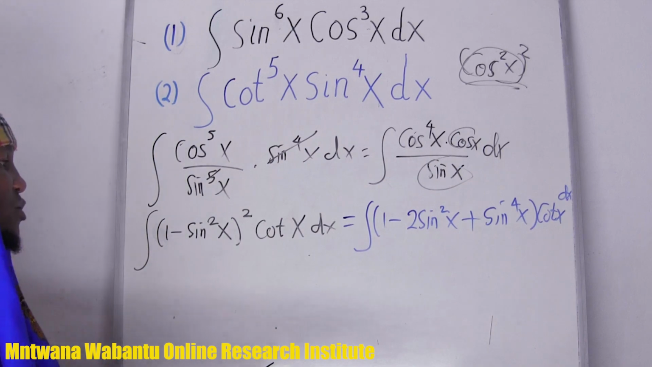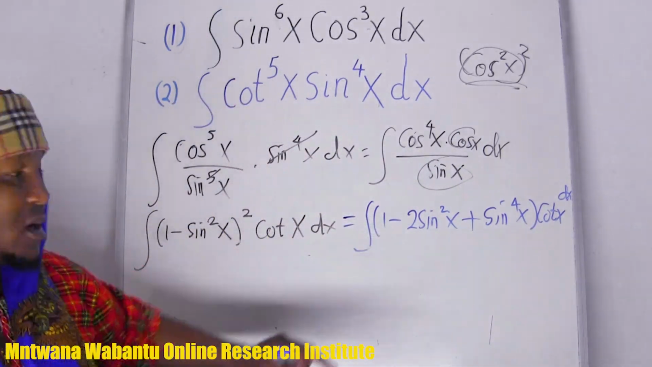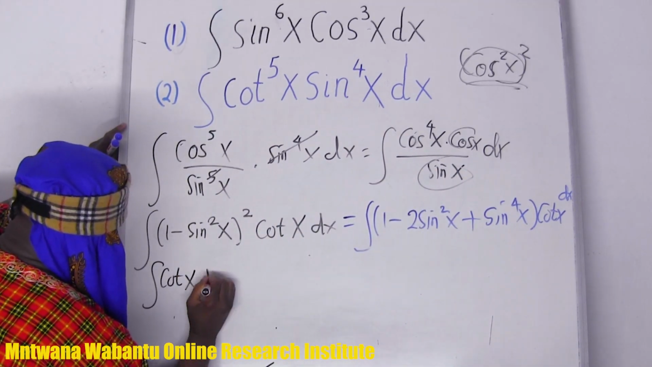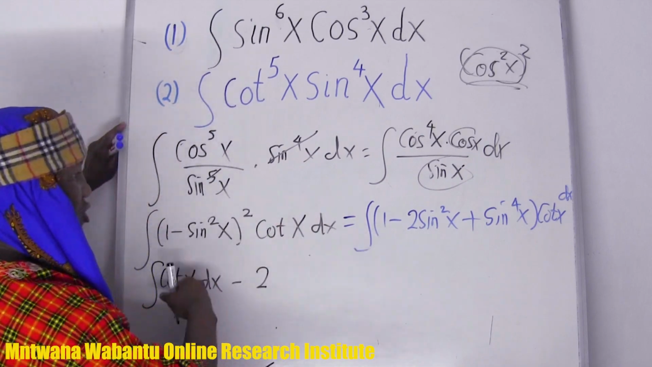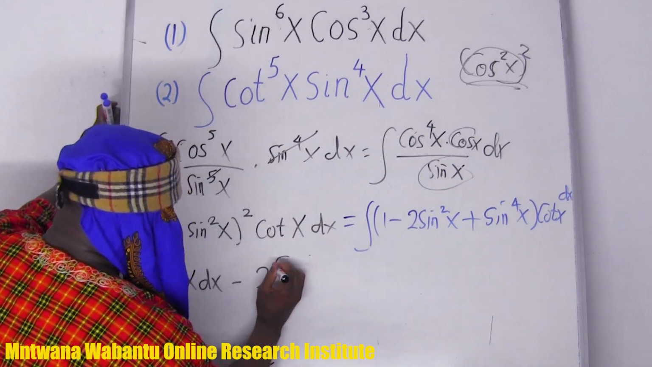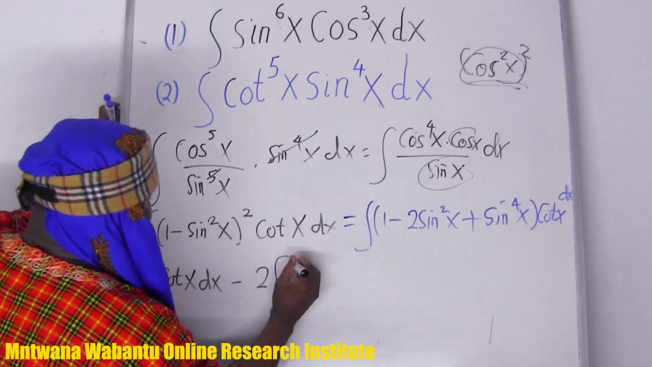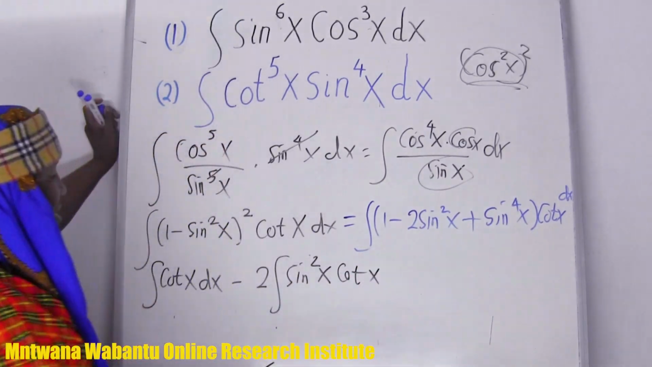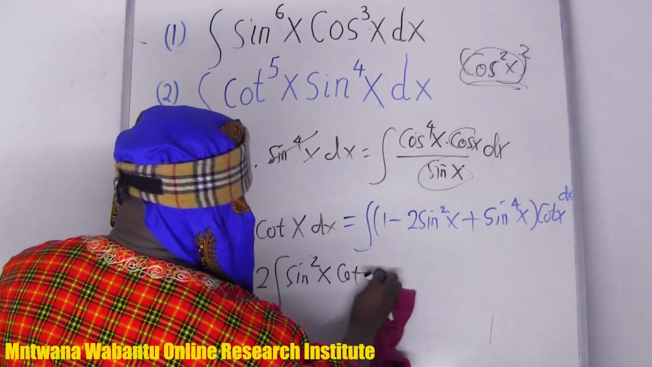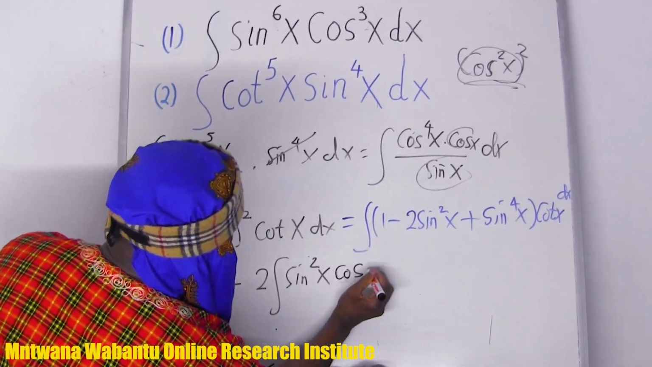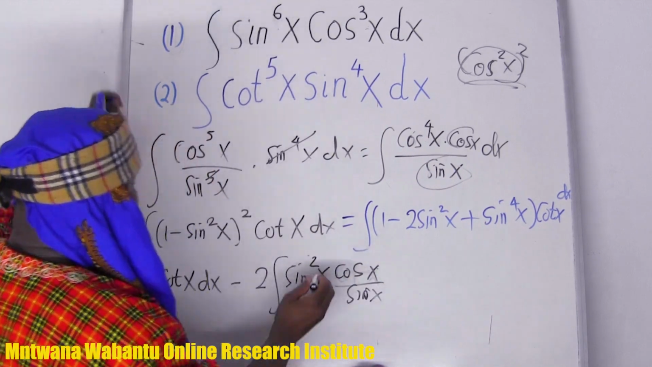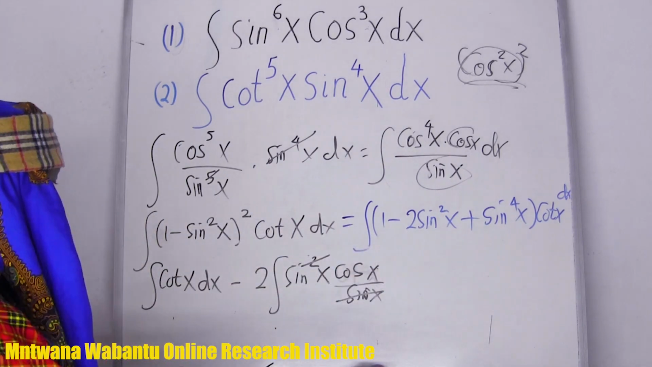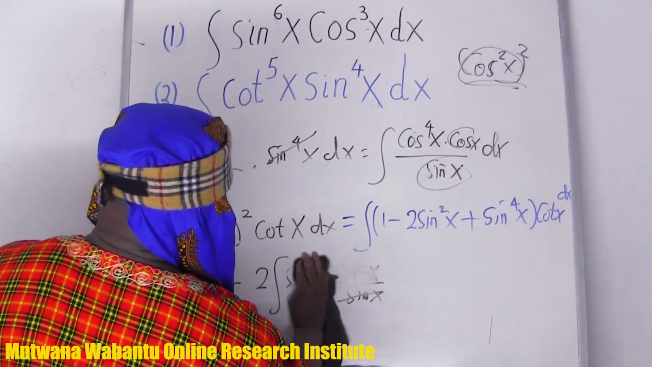The next step, we're going to take this cot and multiply by each term. So we have the integral of cot x dx, minus 2, which I take outside of the integral because it's a constant, the integral of sine square x times cot x. But I can simplify this. Cot means cos over sine, so one sine and one sine cancel, which leaves sine times cos x dx.